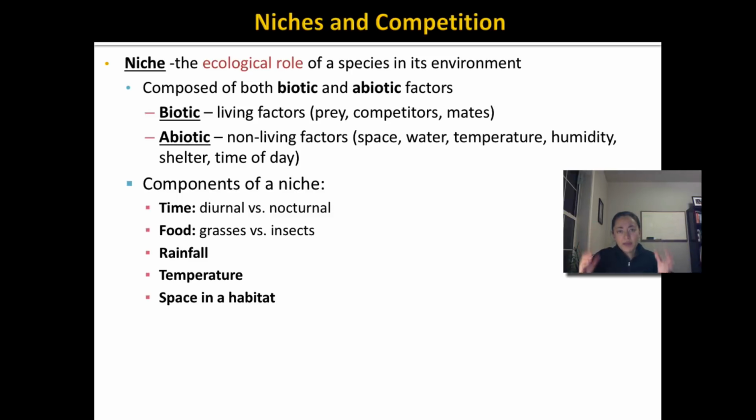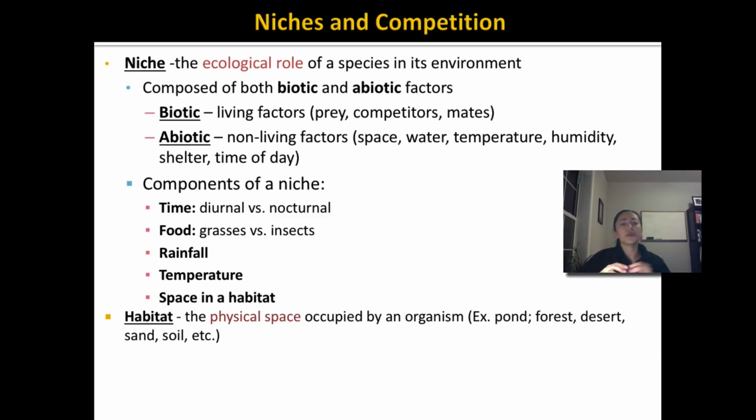So this word habitat, what this is referring to is the actual physical space that an organism occupies. And it's more general. When we talk about habitat, we're talking about the general area where this organism is living. So for example, some organisms might live in a pond habitat, some might live in a forest habitat, desert habitat, sand habitat, some might live in the soil, and so forth.